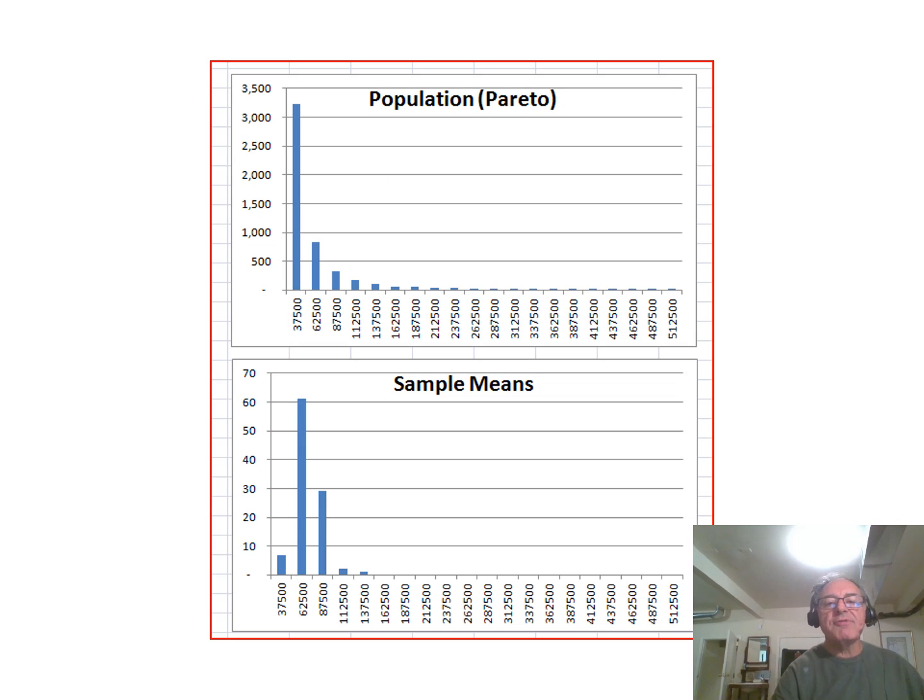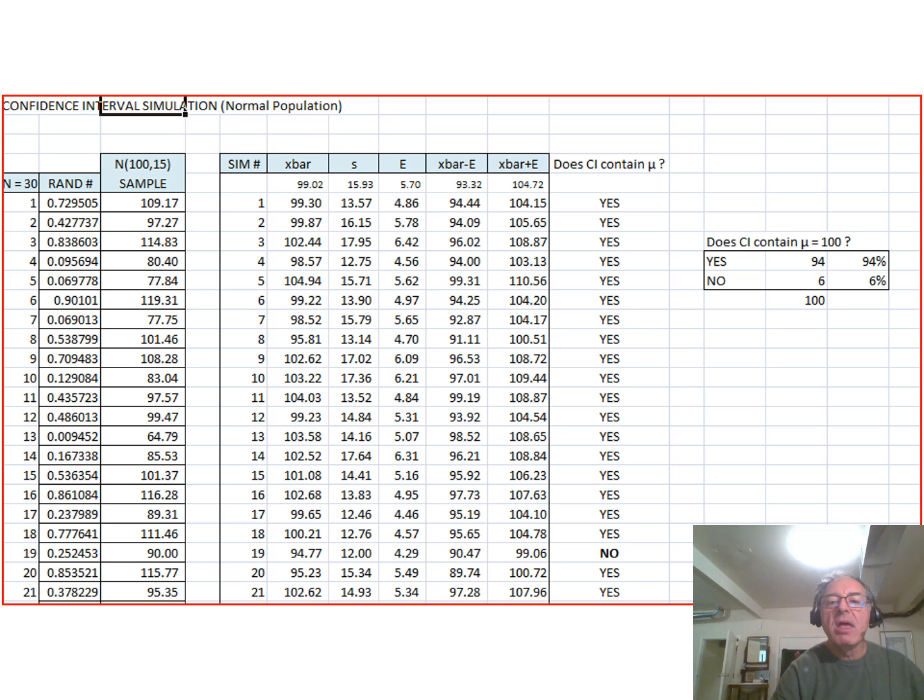Here's how this one looks graphically. This is the skewed population distribution, which goes on for quite a while. And again, it's quite compressed when I do samples.